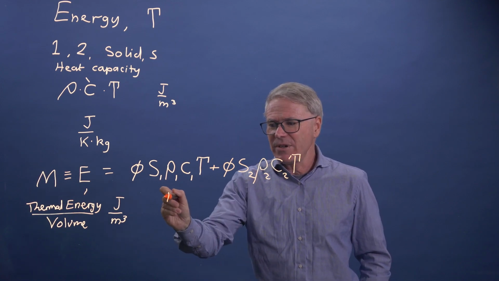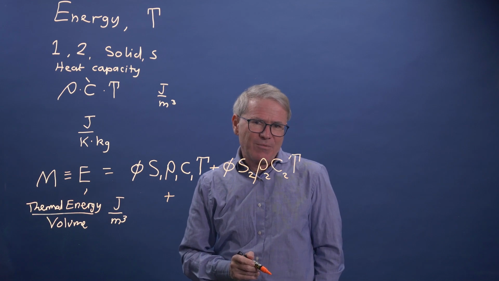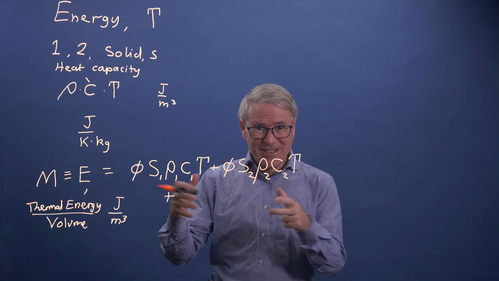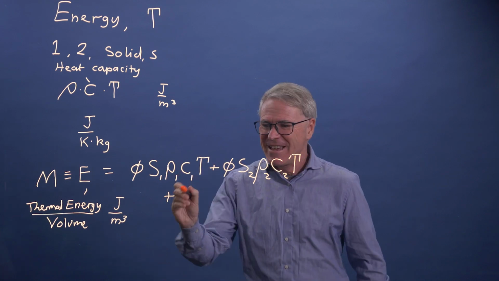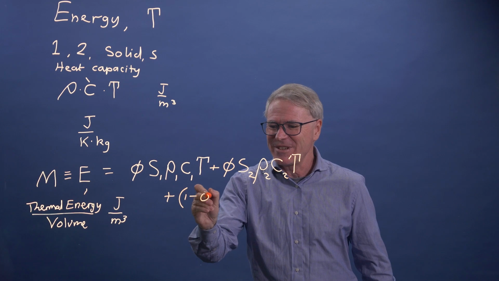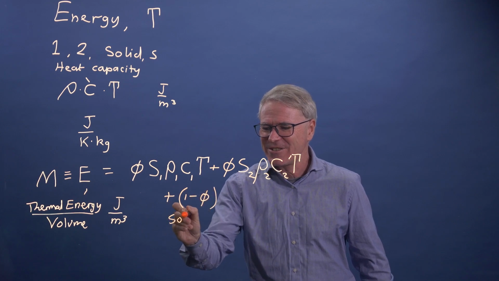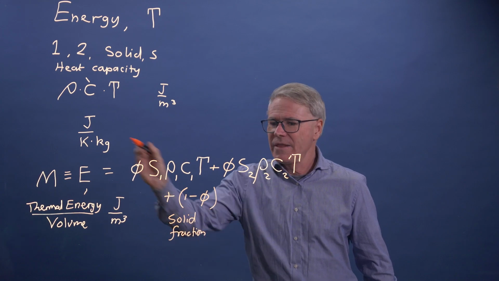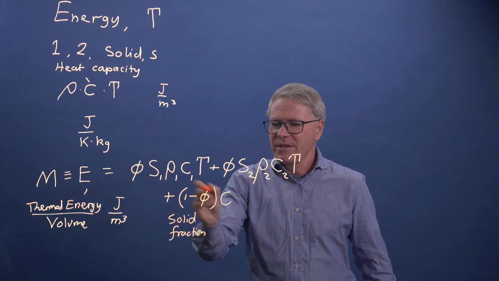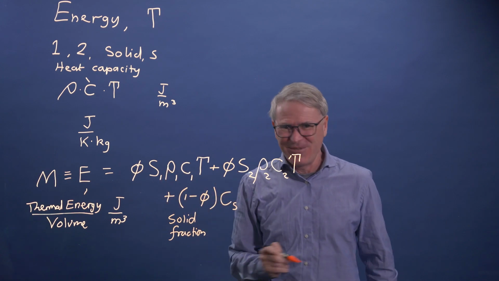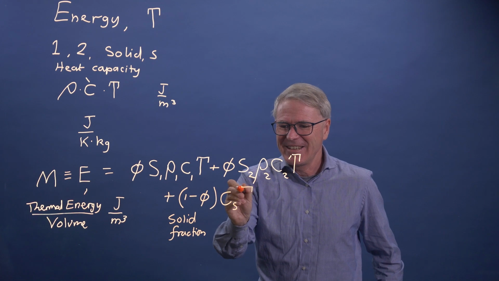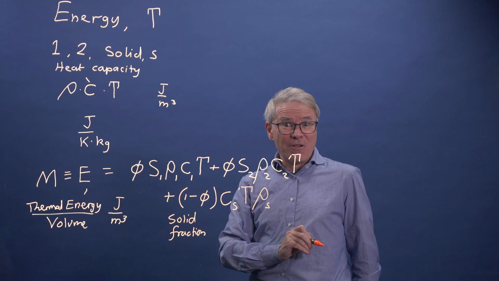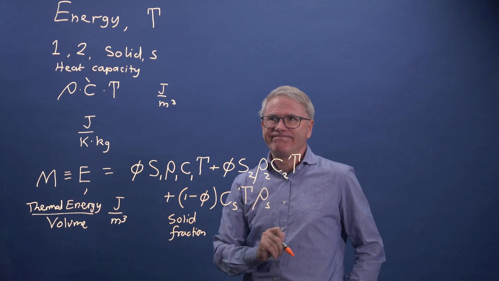And then we also have the solid. Well, if phi is the fraction of the volume that's pore space, 1 minus phi needs to be the fraction that's solid. So this is the solid fraction. And then we need to do CS. We don't have a saturation of solid, okay? And then temperature. Okay, so that's your energy.